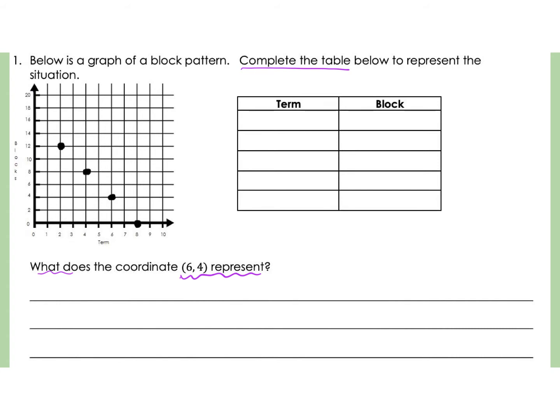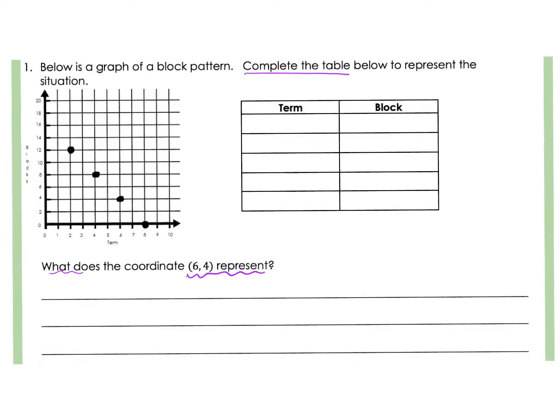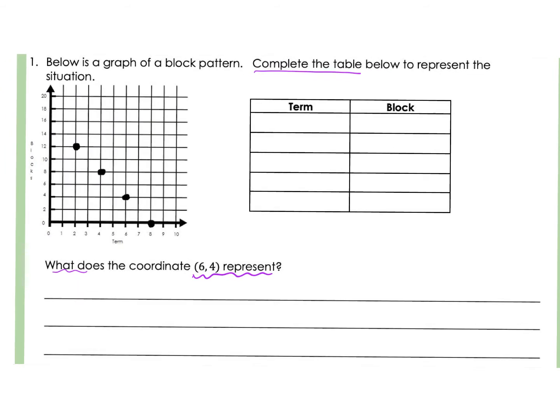So we've got terms. Hold on, let me move this. We've got terms and blocks, okay? Terms are down here as my x's. Blocks are over here as my y's. So the first term we have is 2, and 2 terms is 12 blocks. Next we have 4 terms, and it drops to 8 blocks. 6 terms is 4, so it's going down. And then 8 terms only has 0.